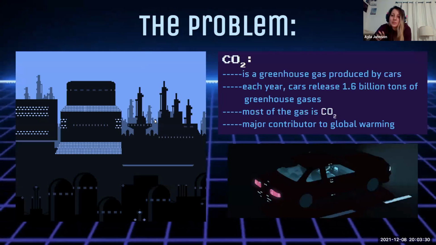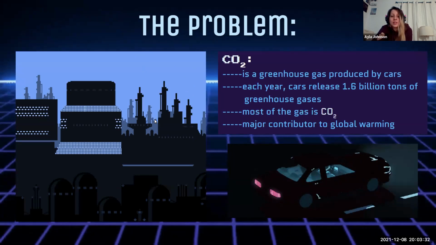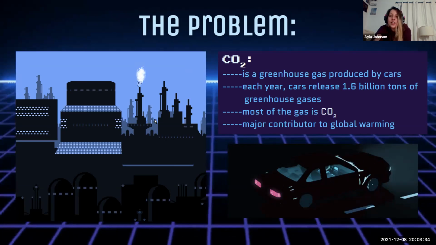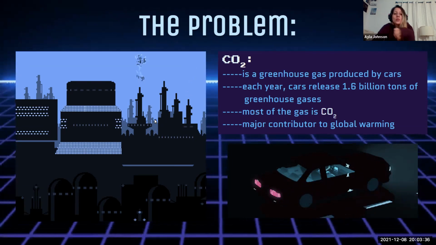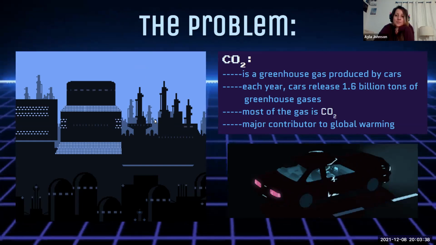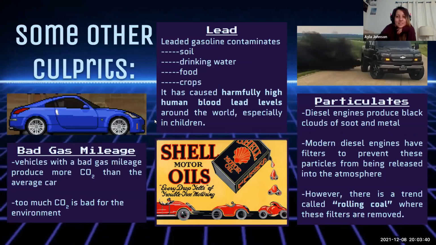About 1.6 billion tons of greenhouse gases are released by cars alone each year. And the worse a car's gas mileage is, the more carbon dioxide it will be releasing. Now you can switch.